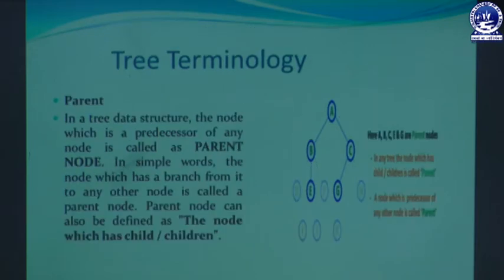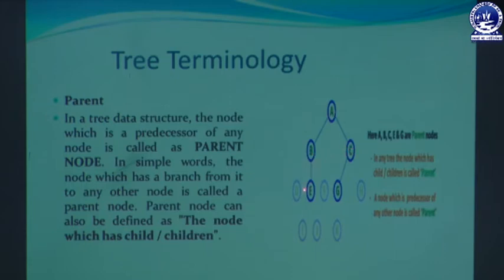The next terminology in a tree is the parent node. You can see these are the nodes in the tree. Parent node means in a tree data structure, the node which is a predecessor of any node is called the parent node. Predecessor means, you can see here nodes B and C have a predecessor node, that is A. So we can say A is the parent node for nodes B and C.